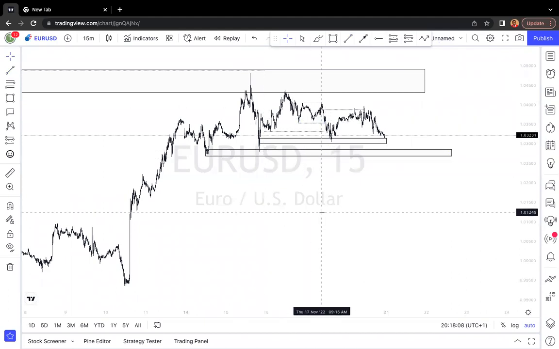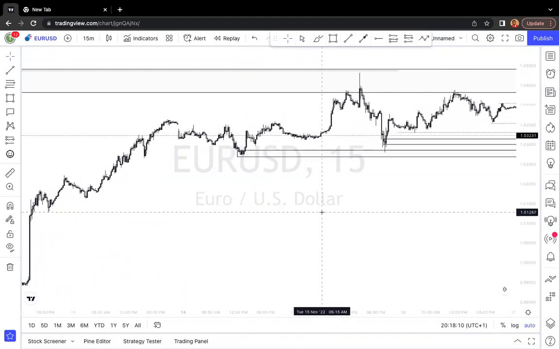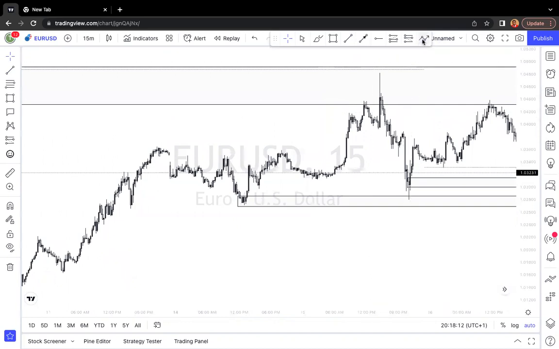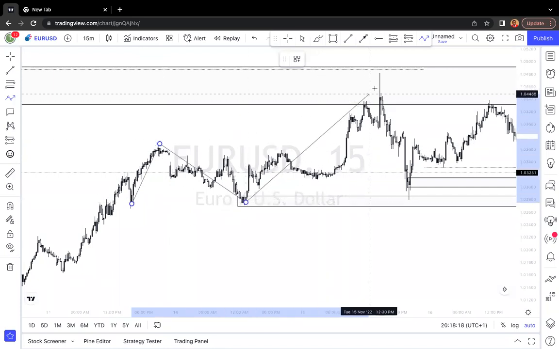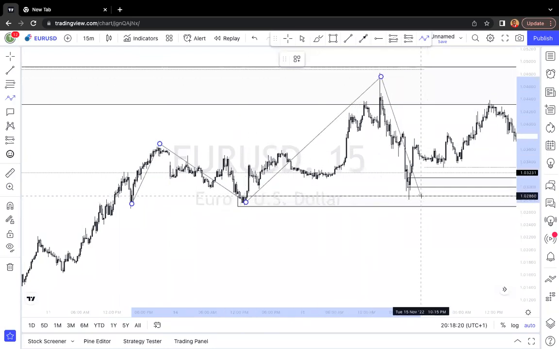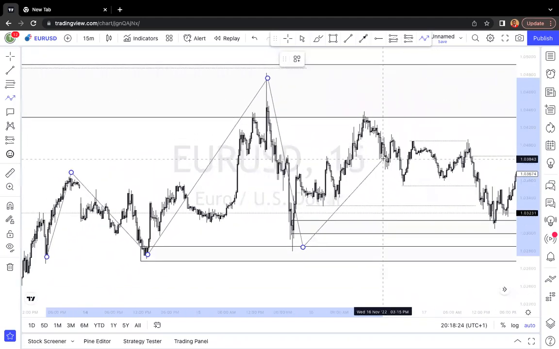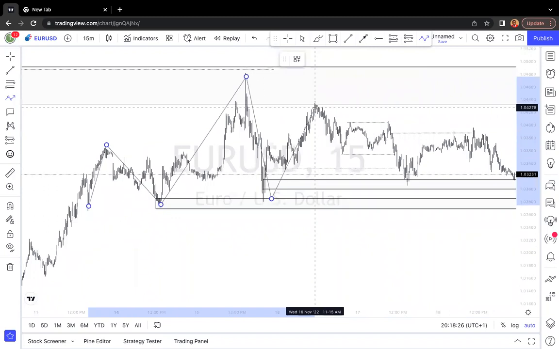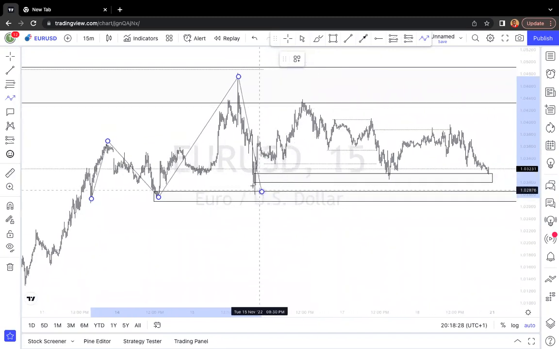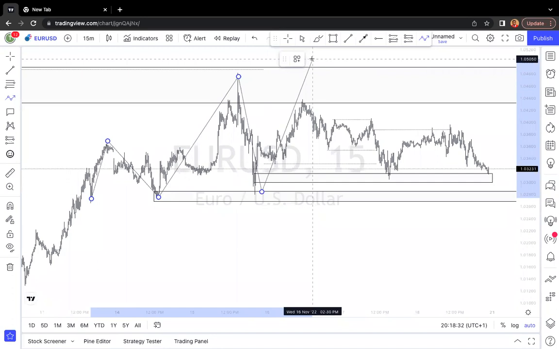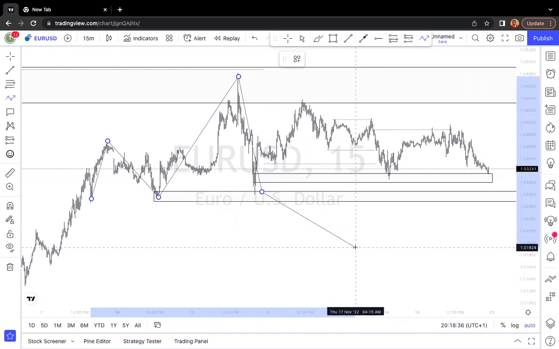But regardless, I am still seeing this structure, right? This high, this low to this high, to this low, to this high, to this low, right? And we still have this high as internal range. Okay, and then price is still yet to take out this low. However, this low had failed to take out previous high.